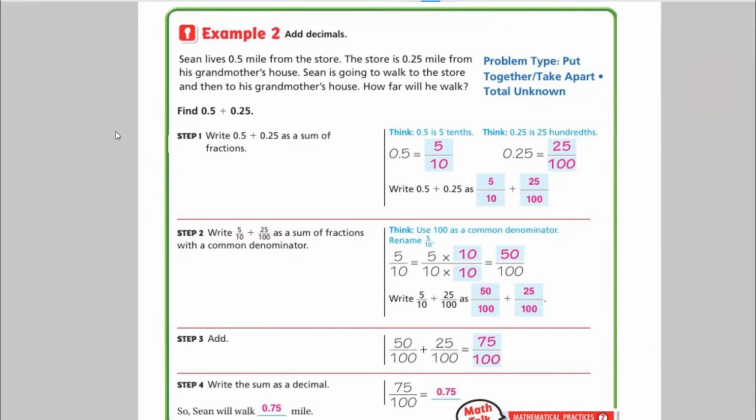She lives 0.5 mile from the store. The store is 7.25 miles from his grandmother's house. Sean is going to walk to the store and then to his grandmother's house. How far will he walk?